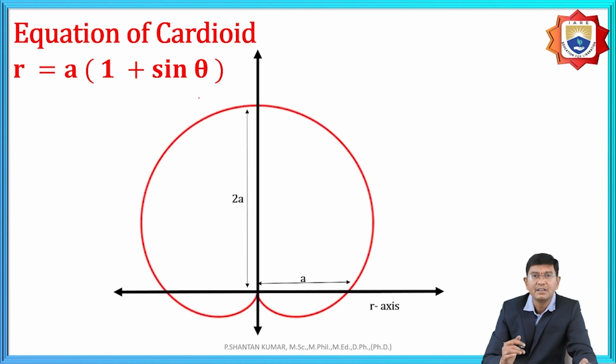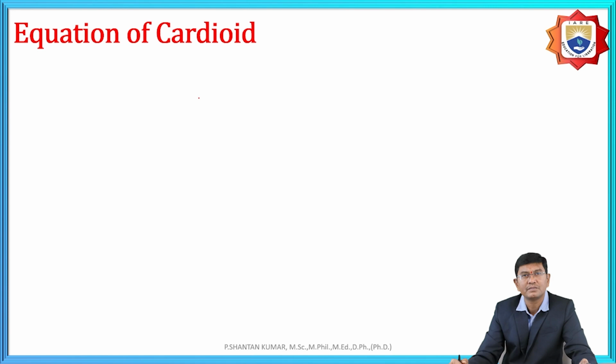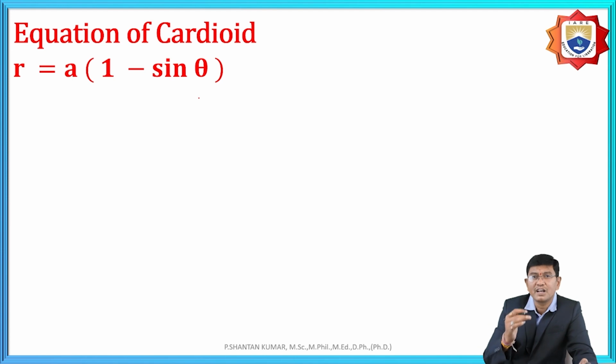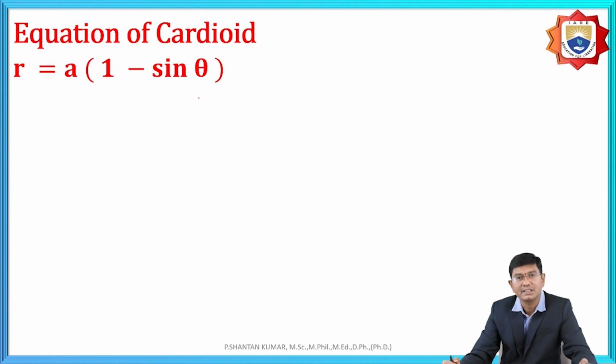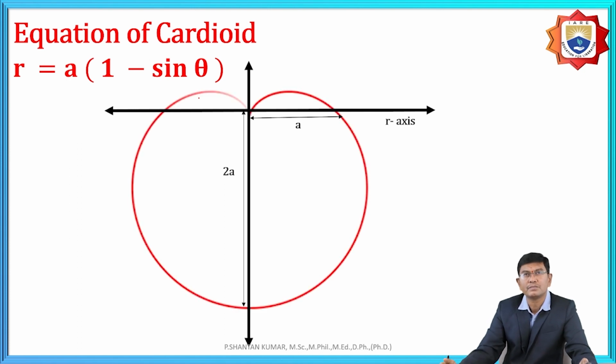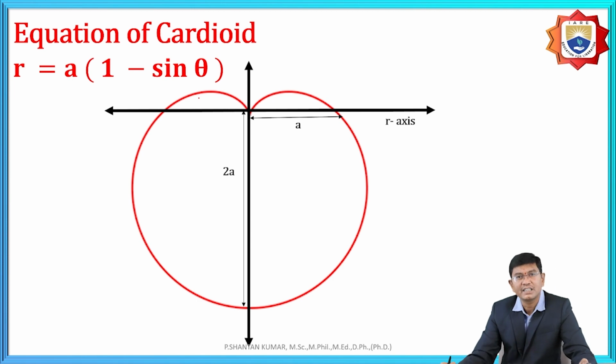Yeah, that means above the x-axis and parallel to the y-axis, symmetrical above. And again, similarly, r is equal to a into 1 minus sine theta. That means the reverse of a into 1 plus sine theta. This is the below side of the x-axis. And these are some circles and cardioids in polar coordinates.